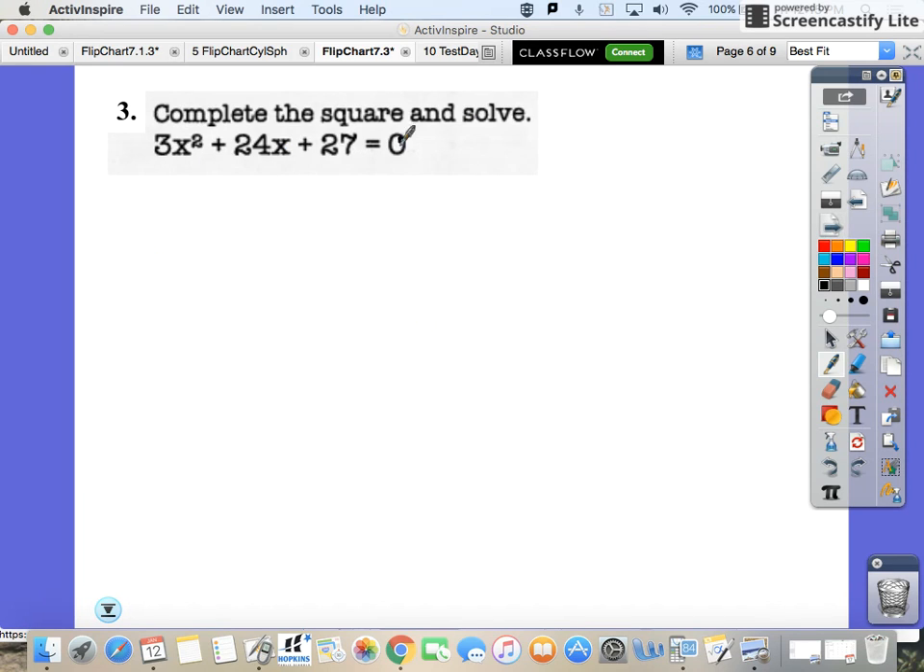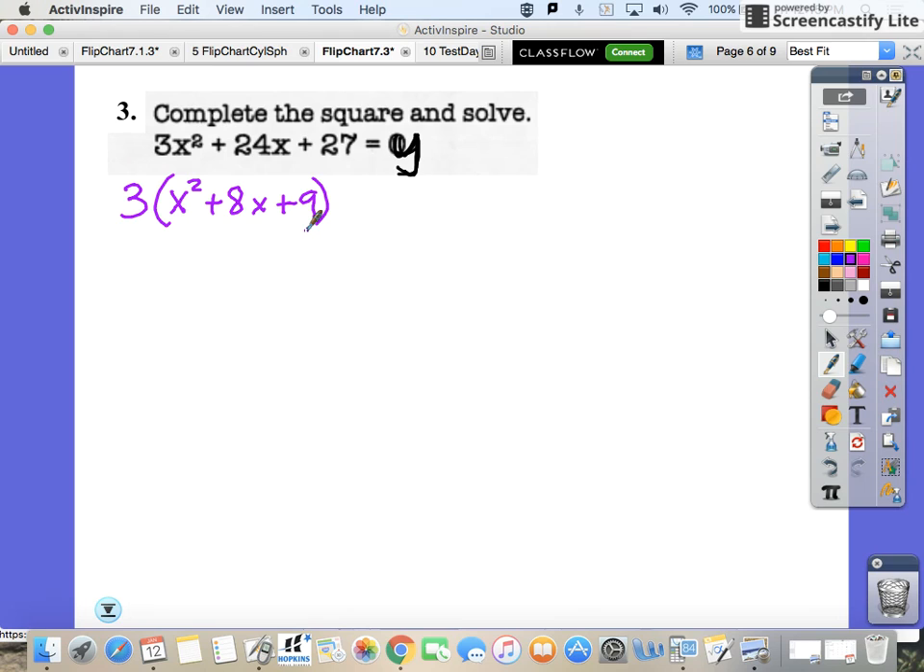All right. So this one has a leading coefficient that is not 1. What we have to do here is see if we can pull out a common factor of 3. So in the last section, 7.1, I'm pretty sure we did common factors. So if we can pull out a 3 from all of them, we need to do that. If we can't, we need a different method. So for this one, this, and this are all divisible by 3. So we're going to go 3 times x squared plus 8x plus 9.